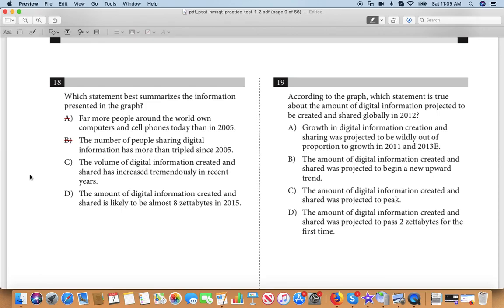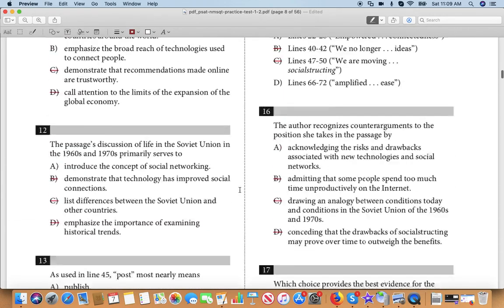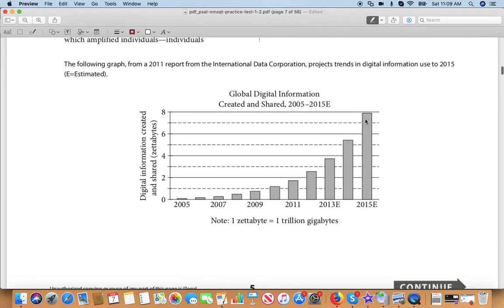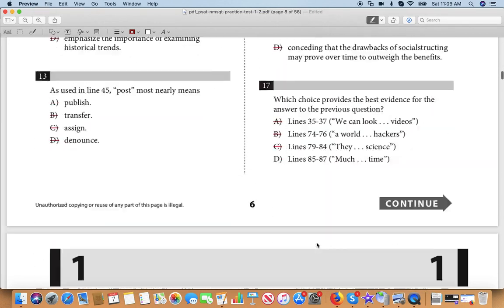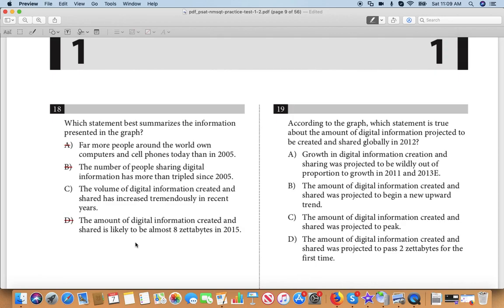And that's tricky, right? Because D is a true statement. The amount of information shared is almost 8 zettabytes in 2015. I think that's represented in the graph. It is. It's a true statement, but that's not the question. The question isn't, is this a true statement or not? The question is, which statement best summarizes the information presented in the graph? People would see that, see 8, and think, oh, it's almost 8, that's done.